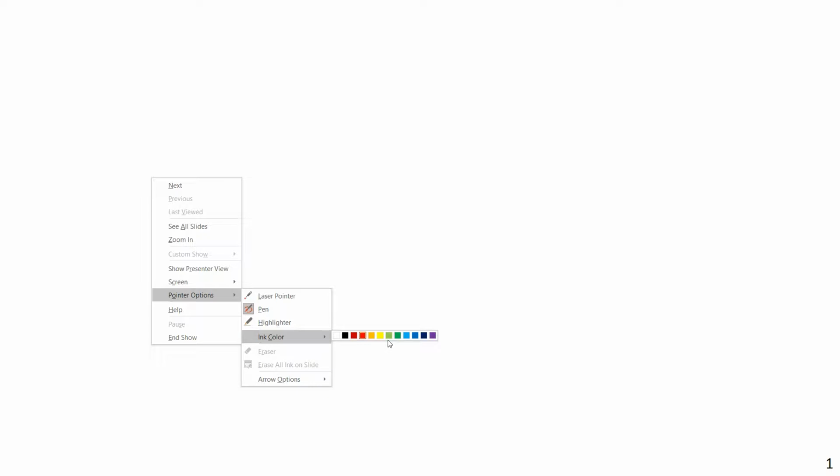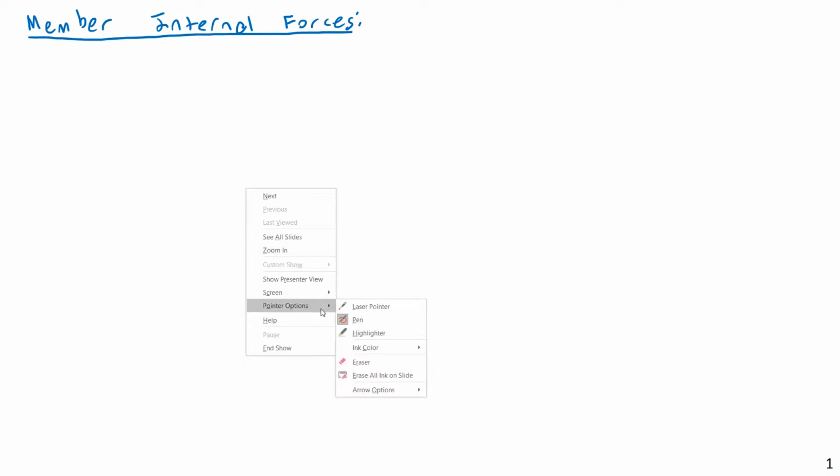In this portion of the lecture, I want to go over some of the details and topics of internal forces in members. So let us consider member internal forces. In previous lectures, we have looked at the kinds of internal forces that can exist inside members.